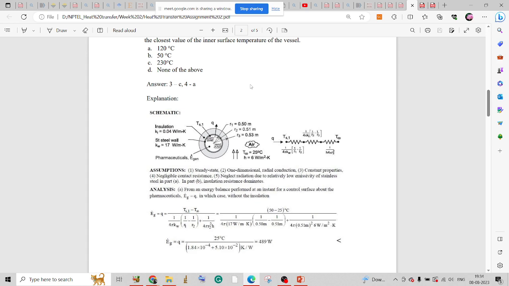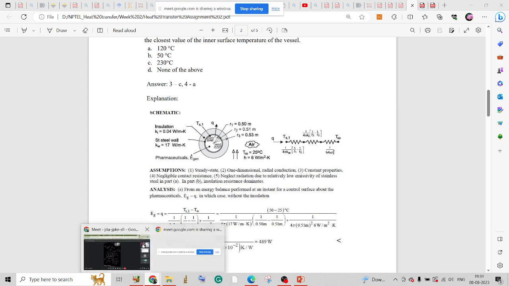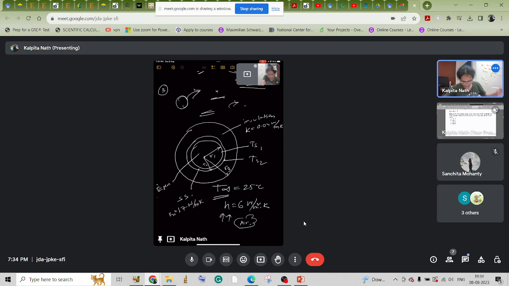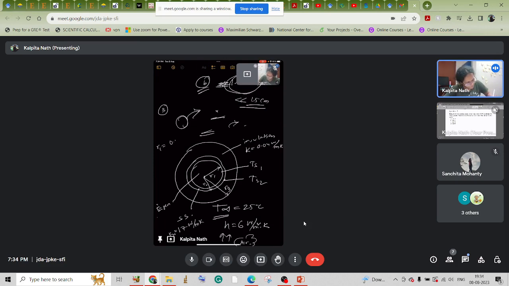So let us consider this temperature to be Ts1 and this temperature to be Ts2, and there will be an outside temperature of T infinity, right? T infinity is already given as 25 degrees Celsius, and the heat transfer coefficient is also given as 6 watt per meter square Kelvin, right? Air is there. R1 is given as 0.5 meter, R2 is given as 0.51 meter, and R3 is given as 0.53 meter, because the insulation is 20 mm, right?